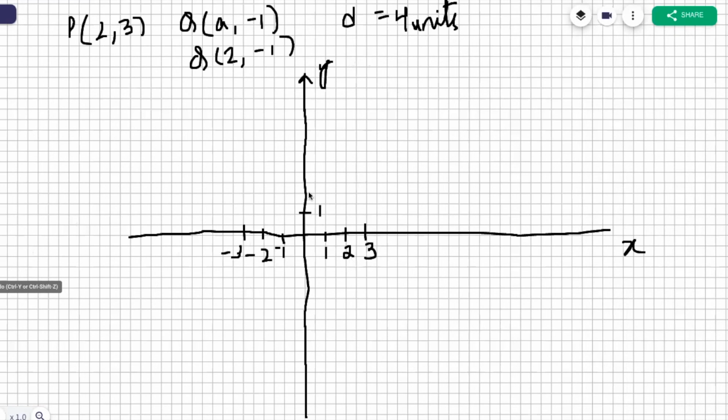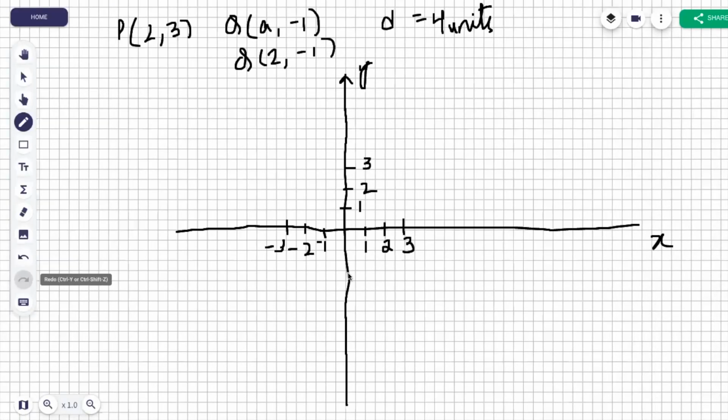This is 1, 2, and this is minus 1, minus 2, minus 3. Okay. So now I'll get my points here. My first point is P 2, 3. This is 2 and this is 3. This is P 2, 3. Next point is Q 2, minus 1. We found this value of A, so I just put it there.